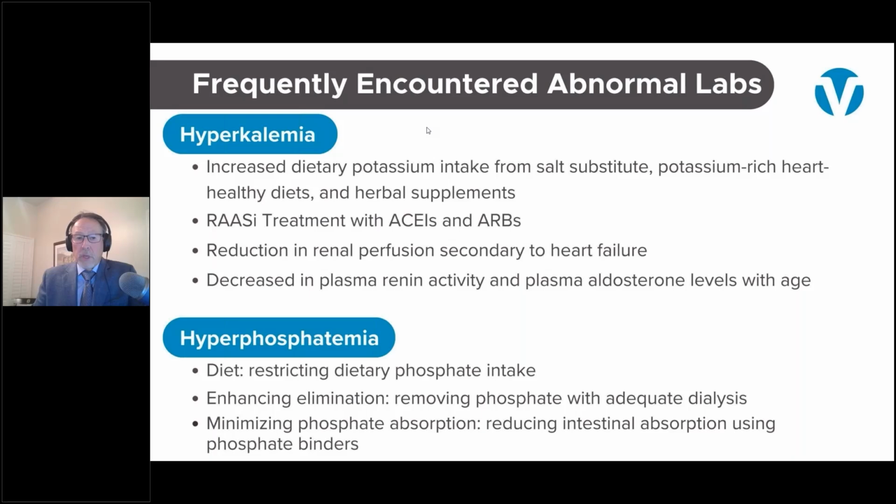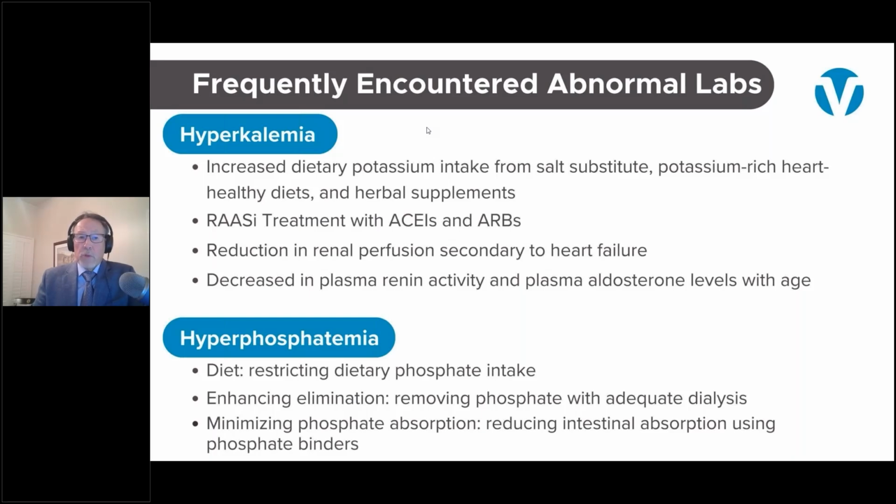Again, with hyperphosphatemia, you're seeing the same types of situations where patients are more likely to have that. And again, with increasing levels of failure, you will see these things become more apparent.